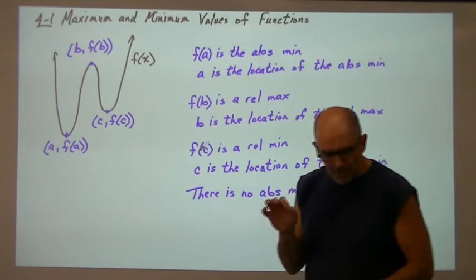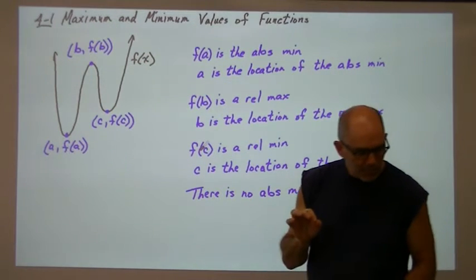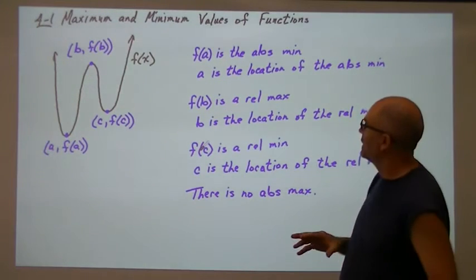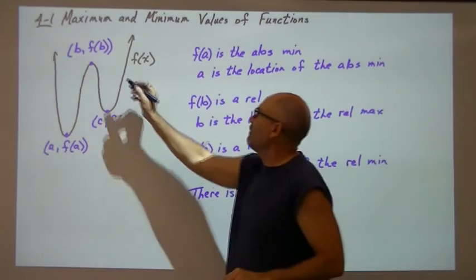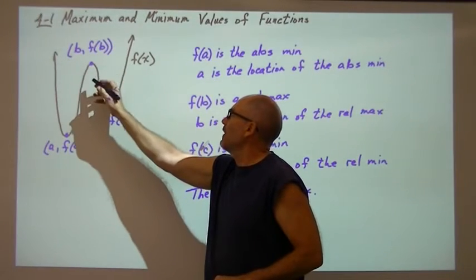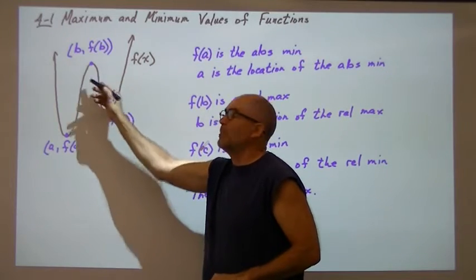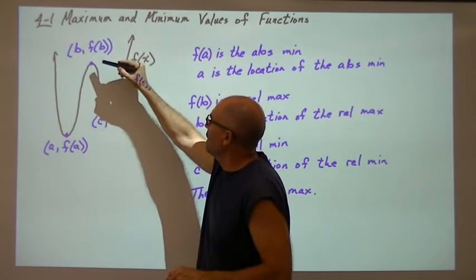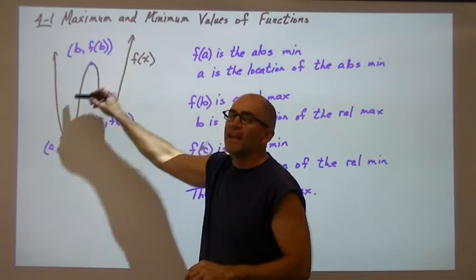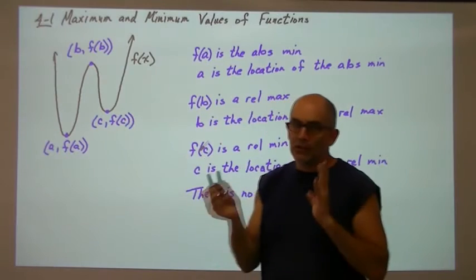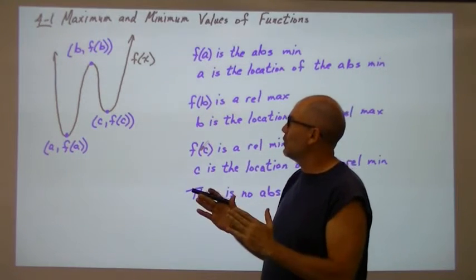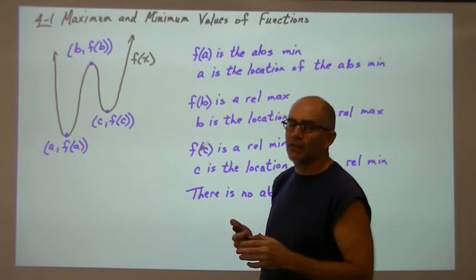Now, notice what it's saying on the definition. F of c is greater than or equal to f of x when x is near c. Or in our case, f of b is greater than or equal to f of x when x is near b. Well, what that's saying is that f of b is the highest point in the neighborhood. What neighborhood? Well, that could change depending on what you're referring to, or it could change depending on the function.